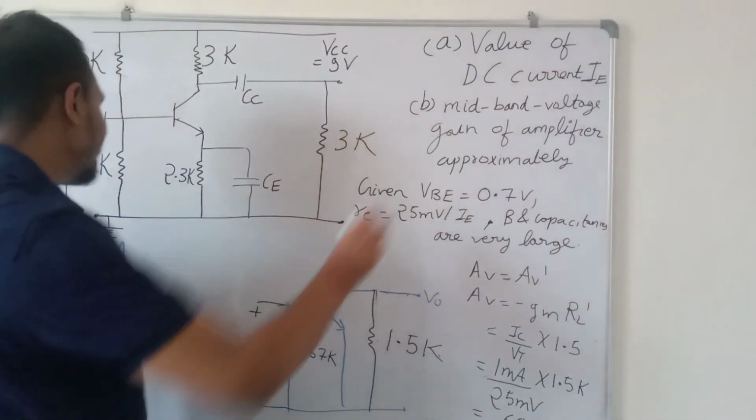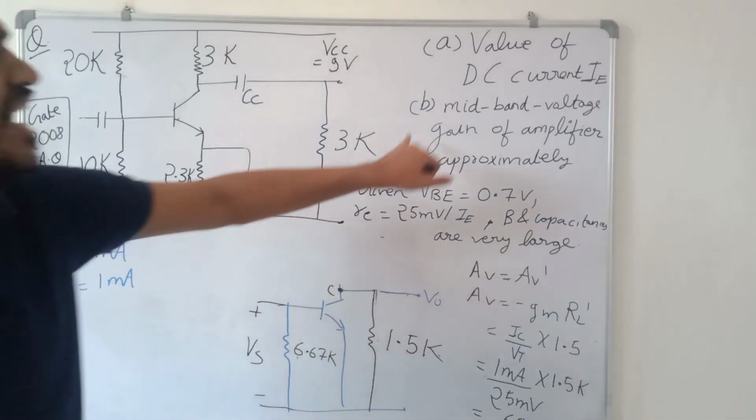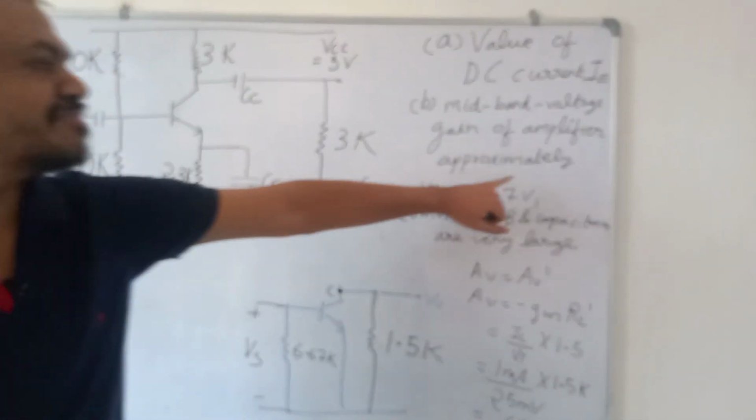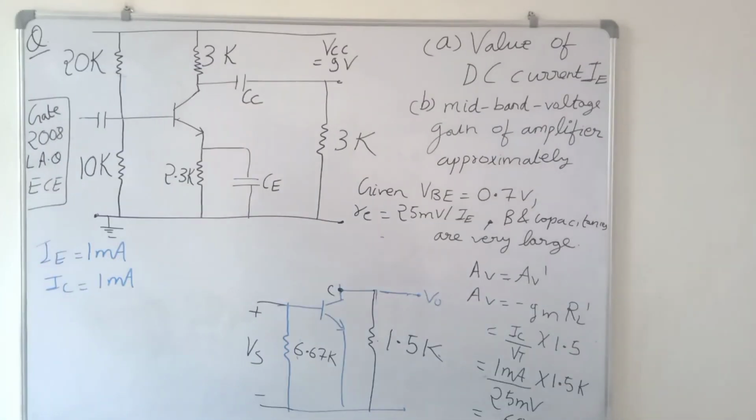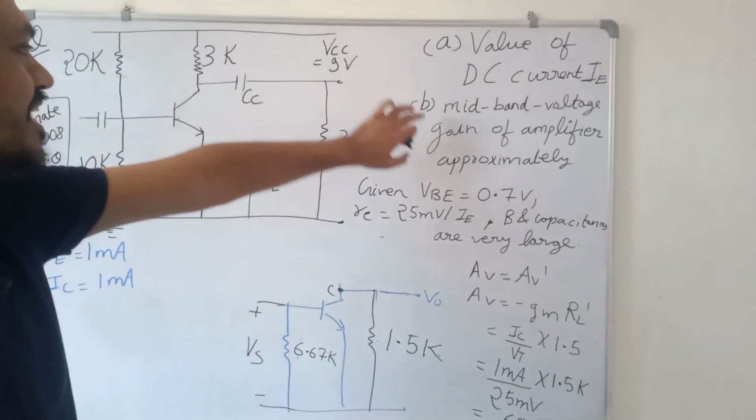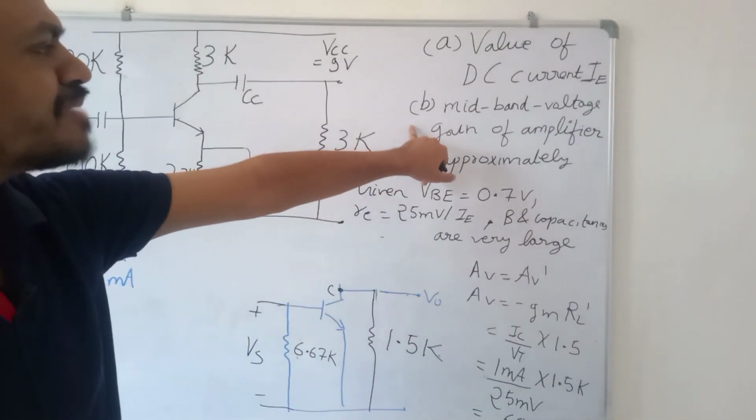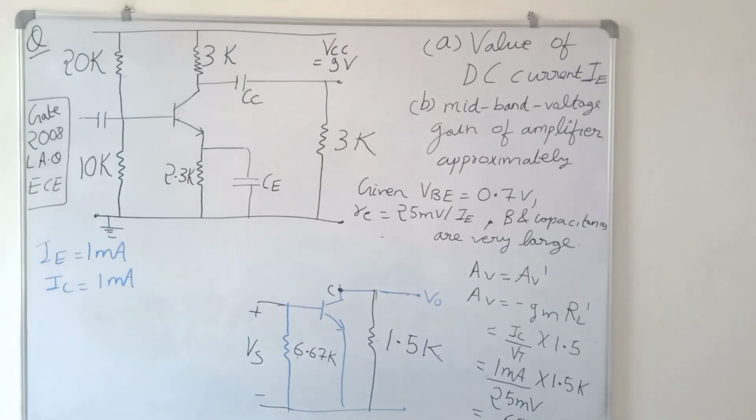So the value of DC current we found out earlier is 1 milliampere, and the value of mid-band voltage gain is approximately 60. So for the first, the answer is 1 milliampere, and for the approximate mid-band voltage gain of the amplifier, the answer is 60. So this is the solution for this question.